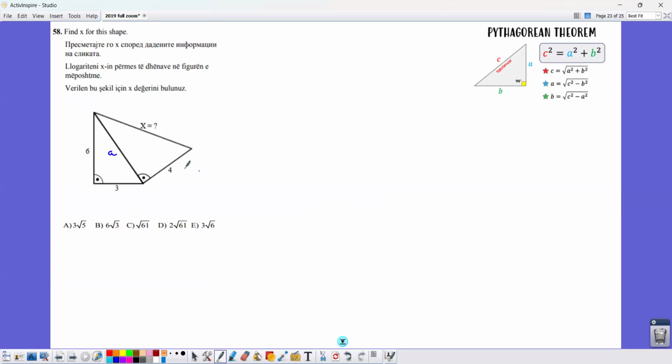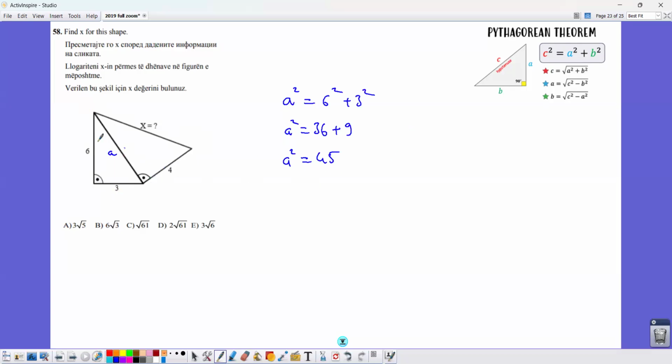So from the Pythagorean theorem, we can find easily that A squared is equal to 6 squared plus 3 squared. So A squared is equal to 36 plus 9, which is 45. Here I will leave this one as A squared because we are not looking for A, we are looking for X.